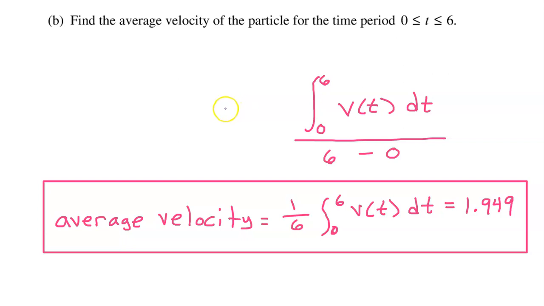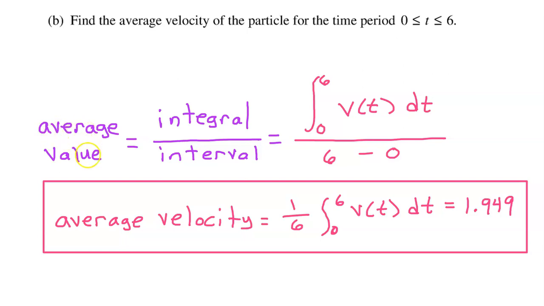Here's something that I always think in my head to help me remember this formula for average velocity or average acceleration, average position, etc. The average value of whatever it is equals integral over interval. See what I mean? It's the integral divided by the interval.